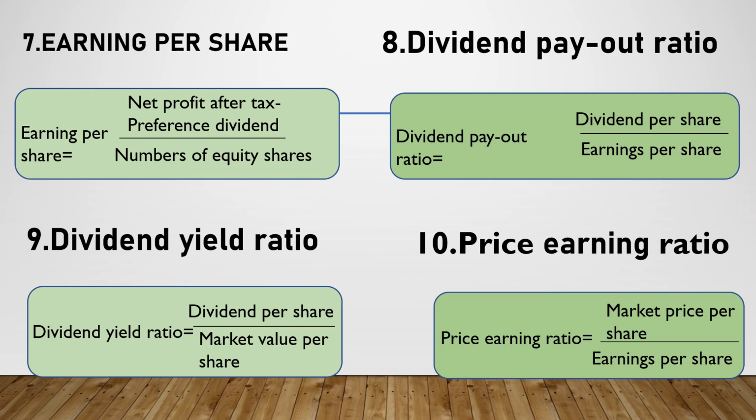Eighth is the dividend payout ratio, and it is calculated by dividend per share divided by earnings per share. Ninth is the dividend yield ratio. Dividend yield ratio is equal to dividend per share divided by market value per share. Tenth is the price earnings ratio. Price earnings ratio is equal to market price per share divided by earnings per share.